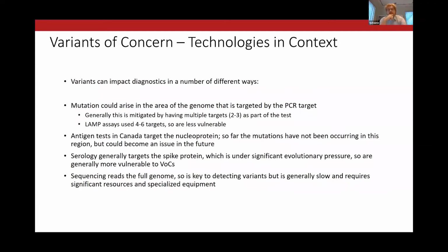Serology, on the other hand, tends to target the outside portion of the virus, the so-called spike protein. So far, a lot of the mutations we've seen in variants have affected the spike protein. So in general, serology tests may be more vulnerable to variants of concern. But as we pointed out earlier, they're not used in day-to-day diagnostics, so the overall impact is fairly limited at this time.